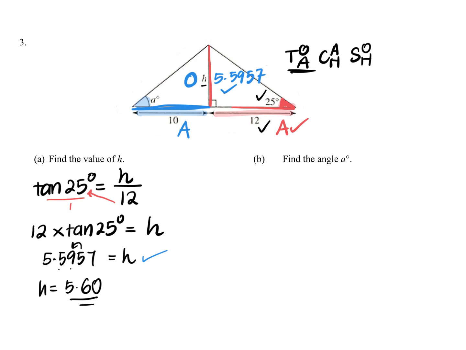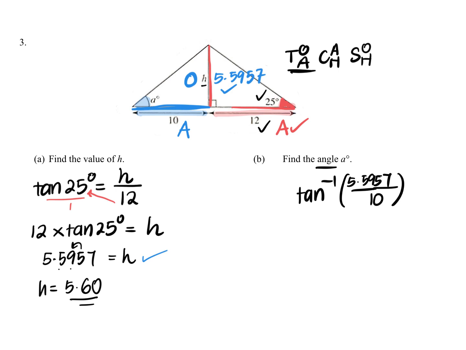So I'll need to use the tangent ratio. But remember, we are looking for angle. So to do shortcuts for our angle, I want to find the tangent ratio. So angle A will be tangent inverse, O over A, TOA. Opposite is the number 5.5957. Over A, adjacent is 10.